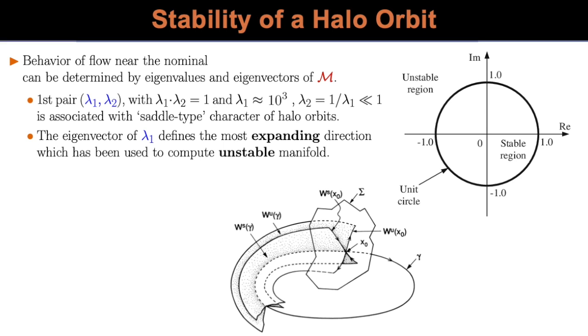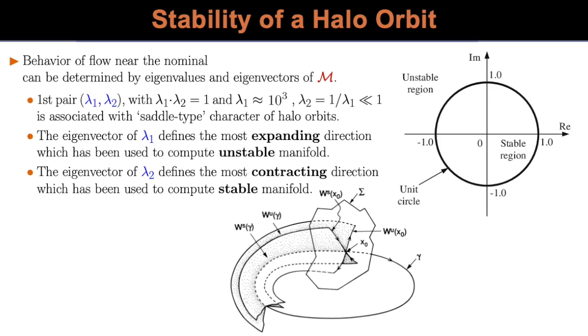So the direction along which things are growing or expanding the most can be used to compute the unstable manifold. So these are trajectories that are leaving the periodic orbit. On the other hand, the eigenvector corresponding to lambda 2 is the most contracting direction. So that can be used to compute the stable manifold. And that can be useful.